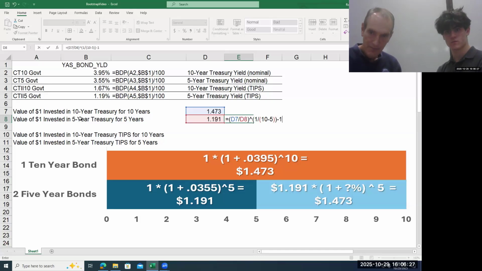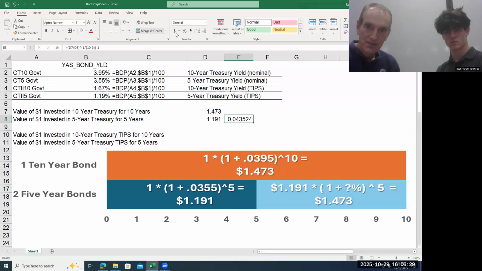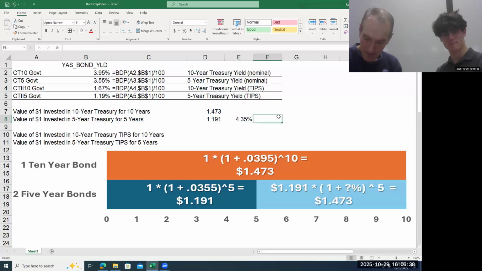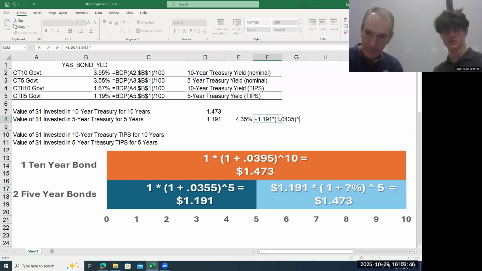And then minus 1, and that will tell you, well, I think you said that earlier, that should be about 4.3% or so. 4.35. So if you were to take 1.191 and invest it for 5 years at 1.0435, you should get 1.473.